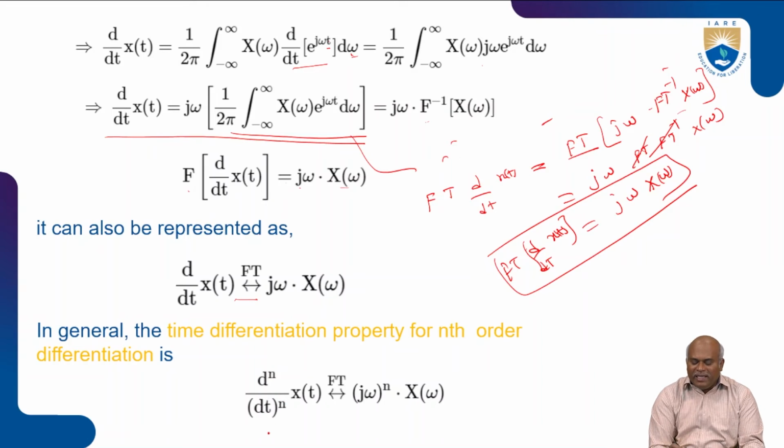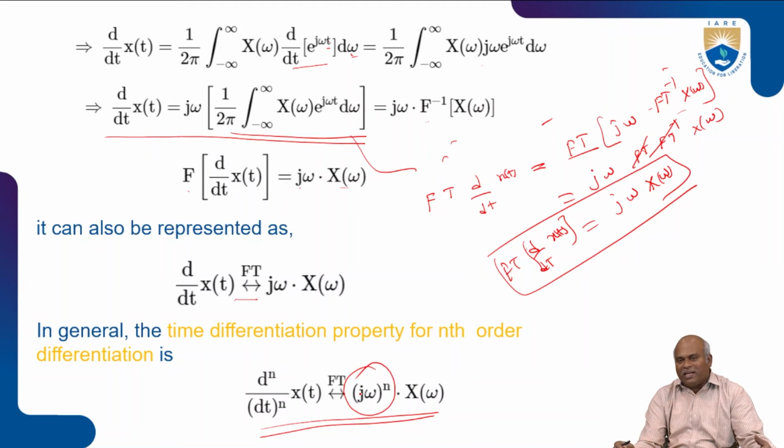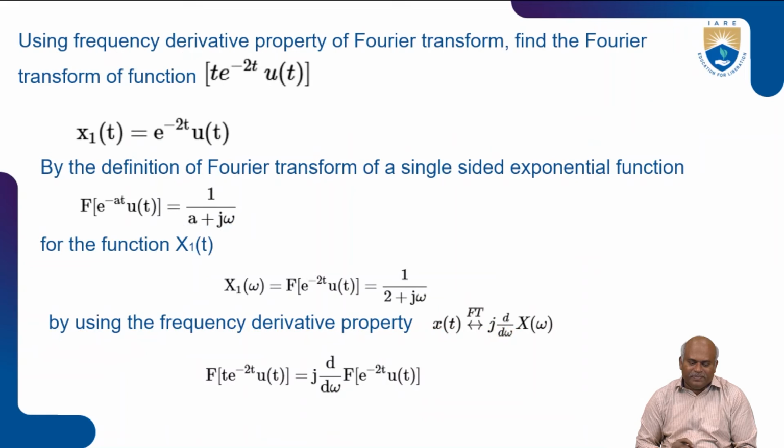So d^n by dt^n of x of t has the Fourier transform (j omega)^n X of omega. That means if you differentiate n times in time, only this factor changes in the Fourier transform, and the remaining spectrum stays the same. This is represented as the time differentiation property of the Fourier transform for nth order differentiation.